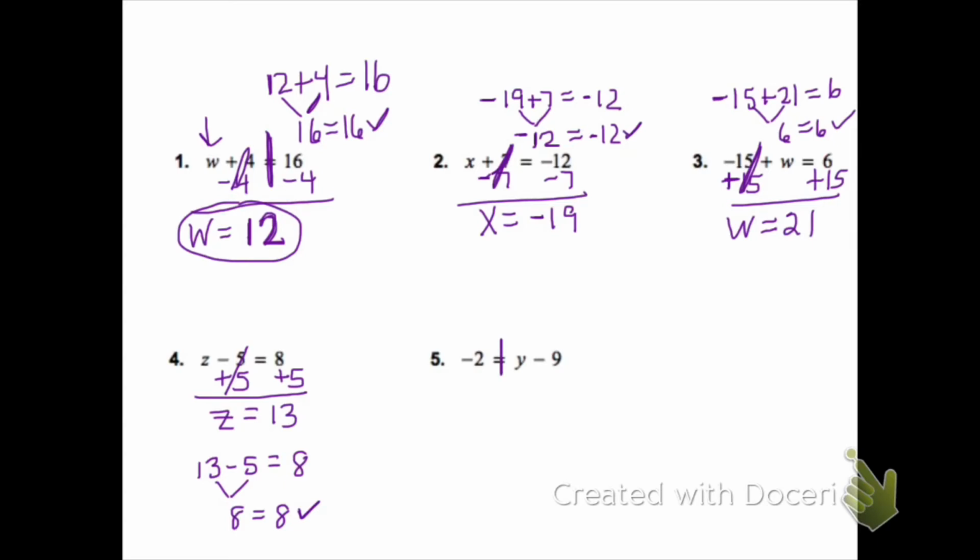On number 5, again, you want to see that this is the equal sign. So a lot of people just always start with whatever's on the left. Make sure you're starting with whatever is happening to the variable. So the variable is being subtracted by 9. We want to undo that by adding 9 to both sides.